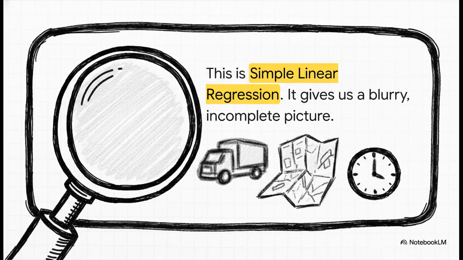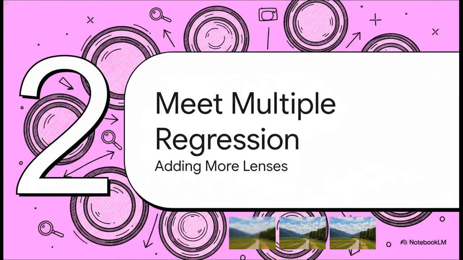What we're looking at here is a classic example of something called simple linear regression. That's just a fancy way of saying we're trying to predict something using only one factor. And while it's useful sometimes, in this case, it's pretty obvious that just knowing the miles isn't telling us the whole story. So, how do we get that blurry picture into focus?